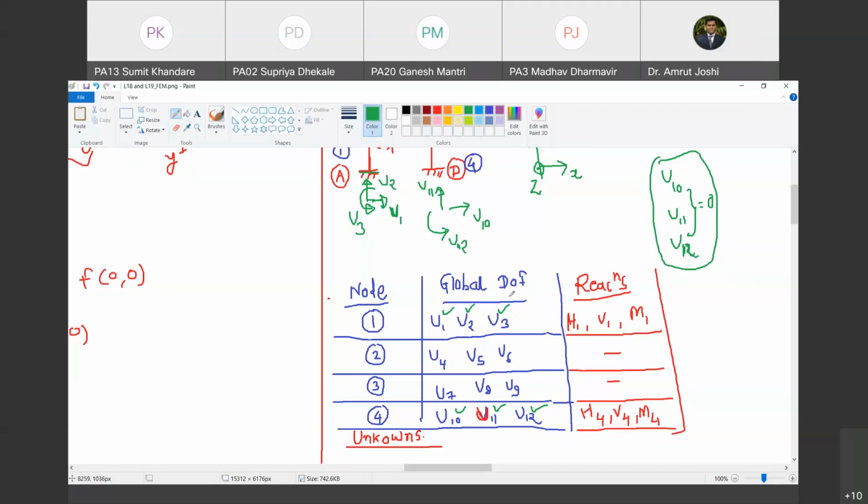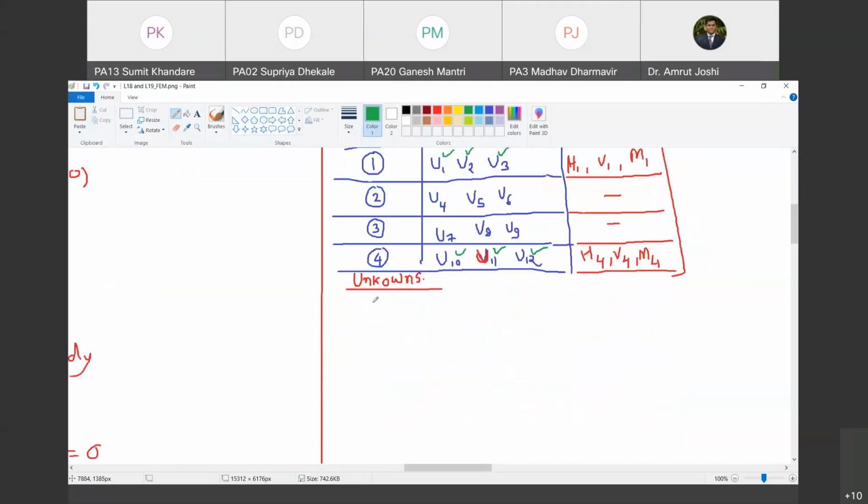Yes, sir. Okay. So having said that, let us now write down the various unknowns. What are the unknowns in our hand? We need to solve for U4, U5, U6, U7, U8, U9. Do you agree with me? Yes, sir. These are the displacement unknowns.